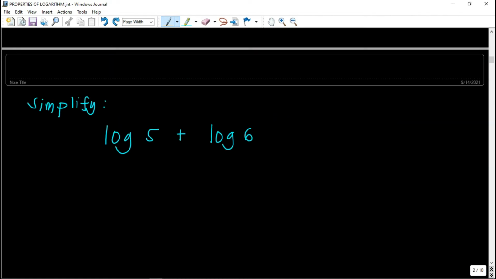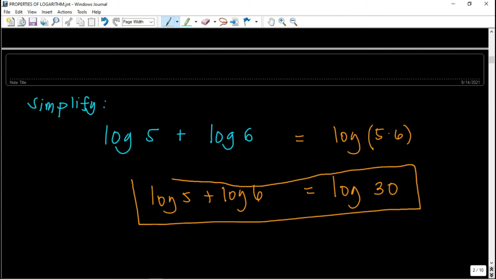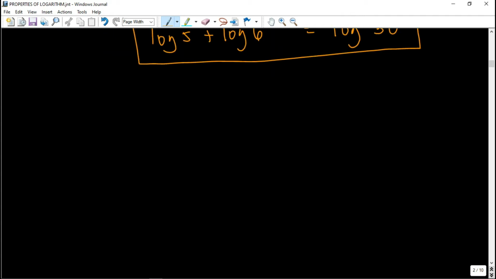So, simplify logarithm of 5 plus logarithm of 6. Let's just start from a simple example. As we have discussed, when we add logarithms, it means the expressions before were multiplied to each other. So you can just express this as logarithm of 5 times 6, which is just equal to logarithm of 30. Logarithm of 5 plus logarithm of 6 is just equal to logarithm of 30. That is our first problem.